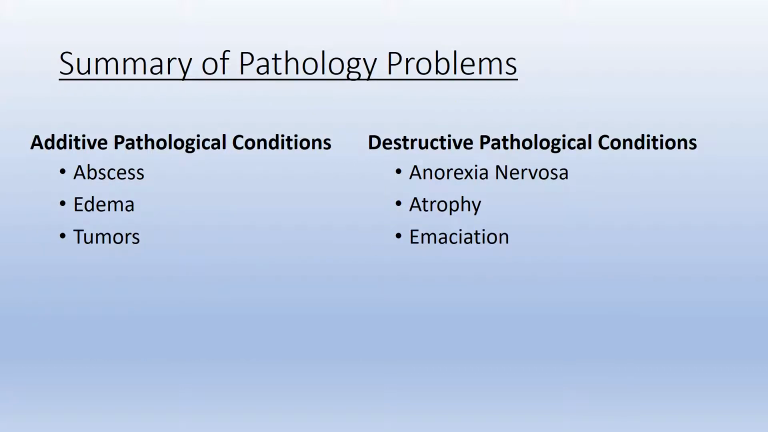So now let's talk about some of the basic types of pathology that you will see in radiology practices. In general, additive pathological conditions could be something like abscesses, edema, or tumors. Destructive pathological conditions could be anorexia nervosa, atrophy, or emaciation.